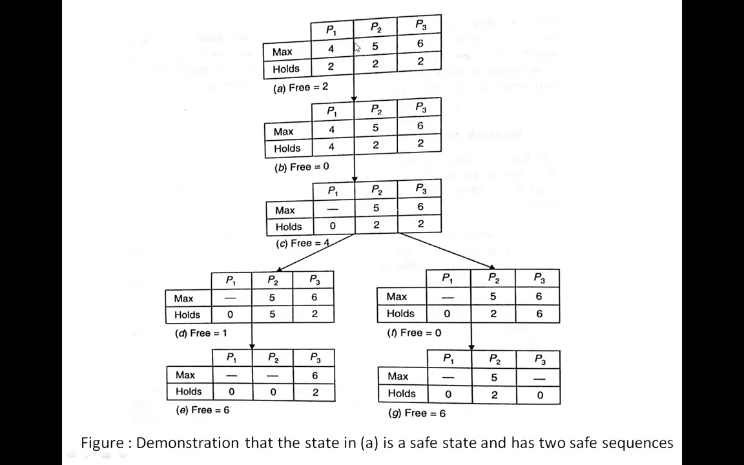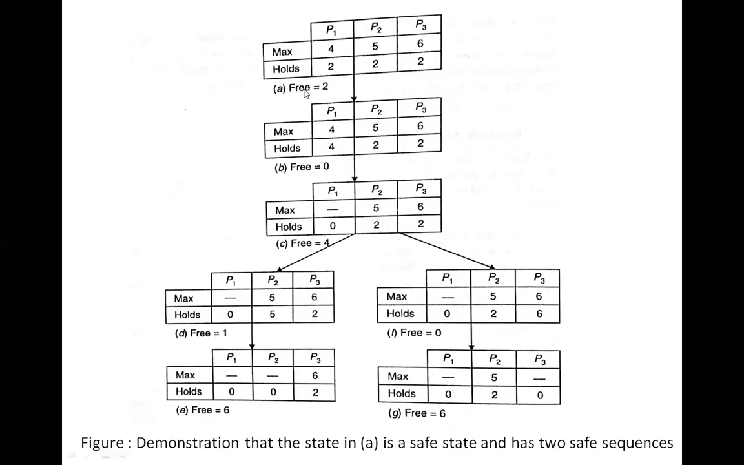Now, suppose the maximum units of the resource required by process P1 is 4, by P2 is 5, and by P3 is 6. And they are already holding 2 units each: P1 is holding 2, P2 is holding 2, P3 is also holding 2. They require a maximum of 4, 5, 6, and are already holding 2, 2, 2. So at this moment, out of 8 units of the resource, we have 2 free units.